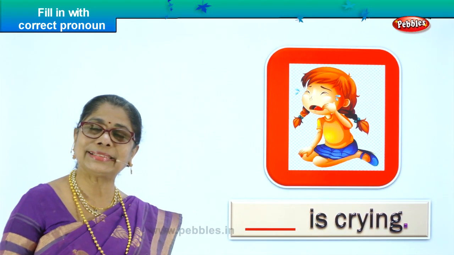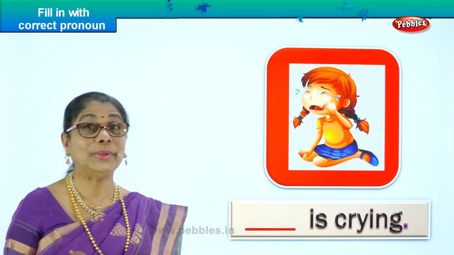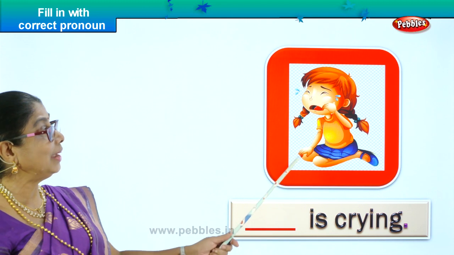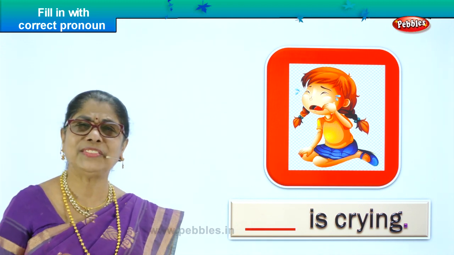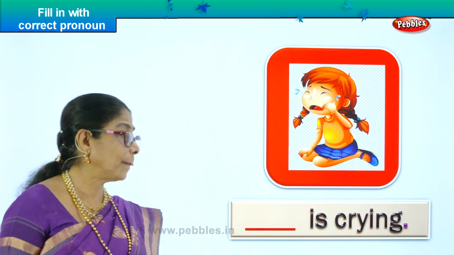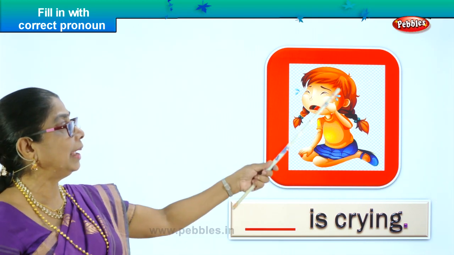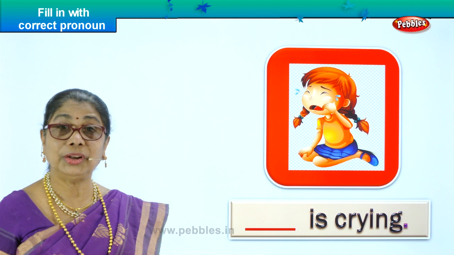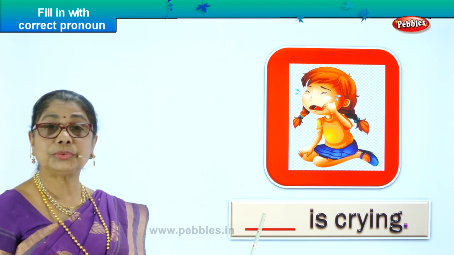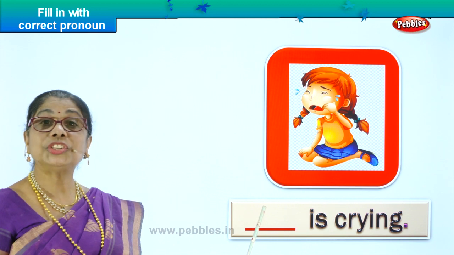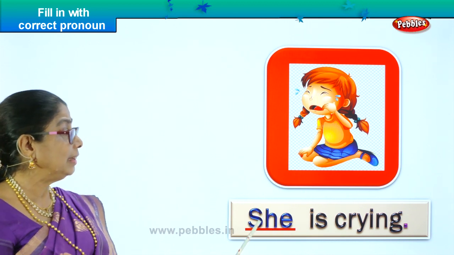Are you enjoying the exercise? Filling it with the correct pronoun. He, she or it. Look at this picture. Somebody is very sad and crying. Girl or a boy? Because of the hair, you know, girl. Now for the girl, what will we use? Which pronoun? He, she, it? She. Very good. So we write here she.